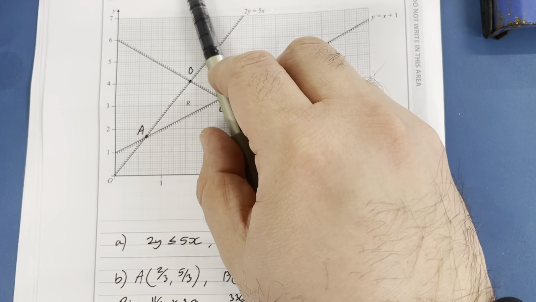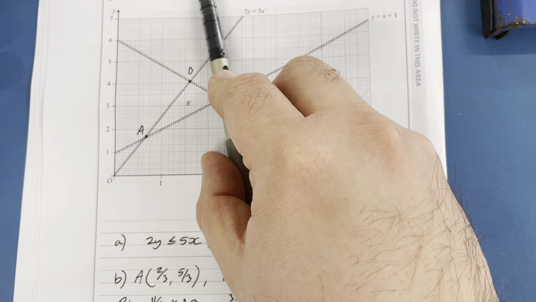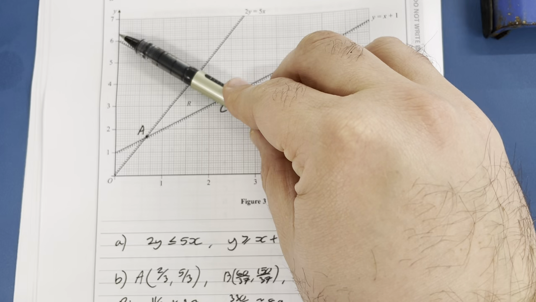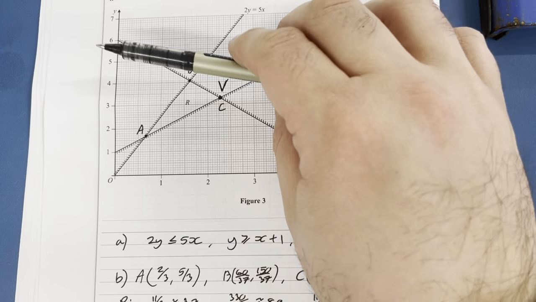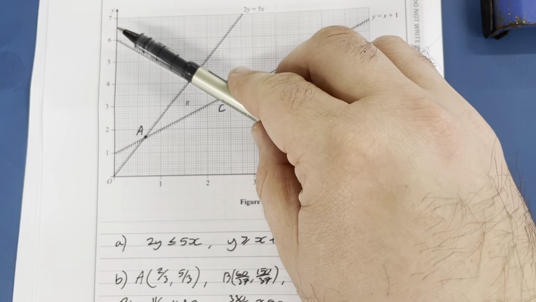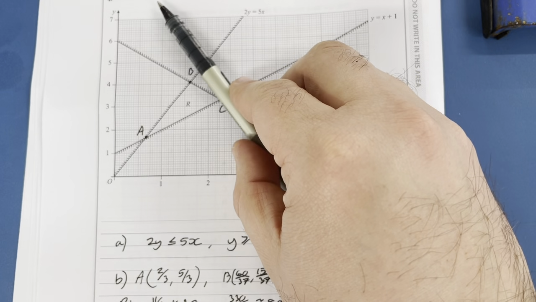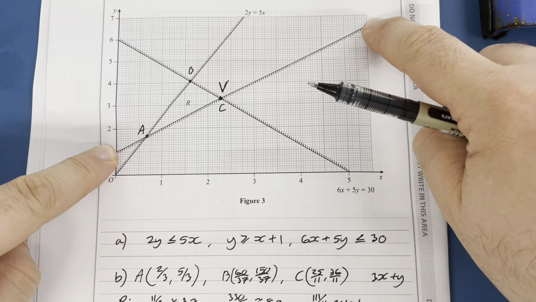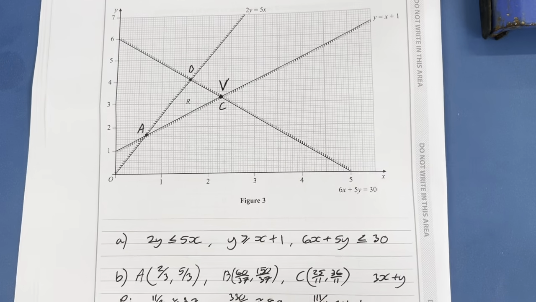Coming in the negative direction, it can be a really big negative number, but there's a certain negative number where it'll clip over to b. So I want it to be more negative than the gradient of this line, and I want it to be more positive than the gradient of this line.